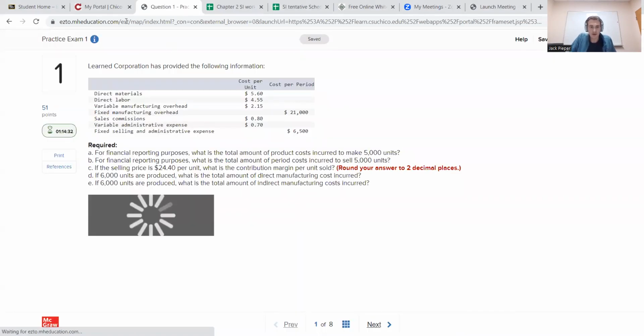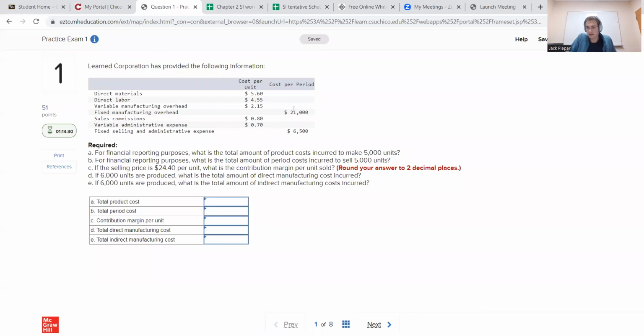So for this one, I got the easier one. I should have gotten the harder one so I can show you how to do it better. The harder one would have cost per unit for all of these instead of the cost per period for these two, because the fixed manufacturing overhead and the fixed selling administrative expenses is given to us here.